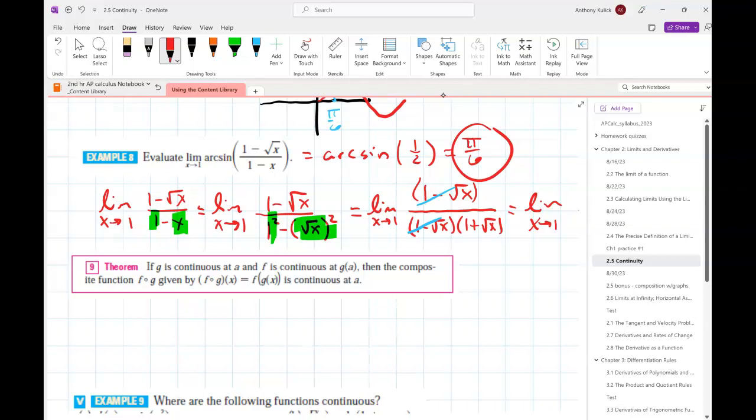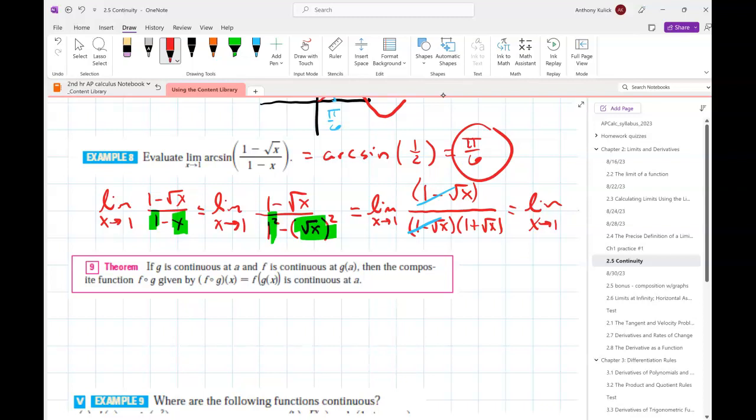Well, that's your why answer. Rita asks, why is it pi over 6 and not 5 pi over 6? Does anybody remember the answer to this? We did it last year. Because the range for sine inverse is negative pi over 2 to positive pi over 2.